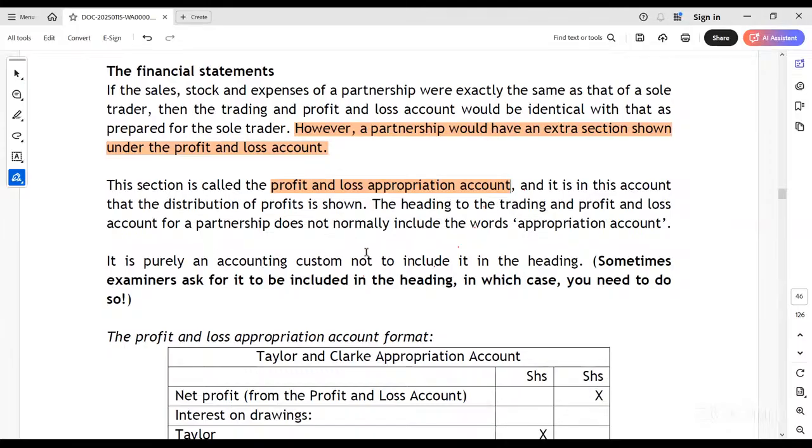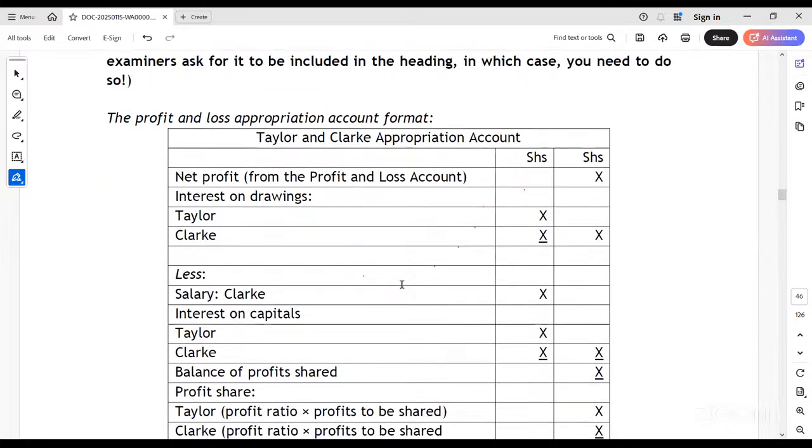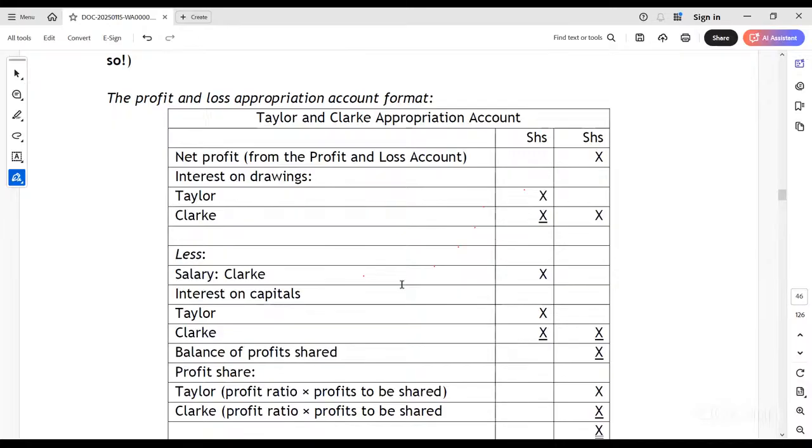It is purely an accounting custom not included in the heading. Sometimes the examiner asks for it to be included in the heading, in which case you need to do so. So this is the format of the appropriation account. Members need to understand the format of the appropriation account. What is the format of the appropriation account?